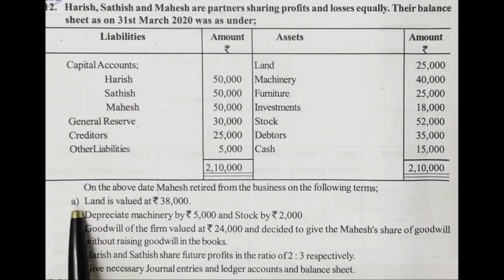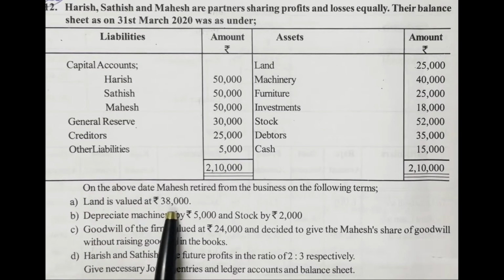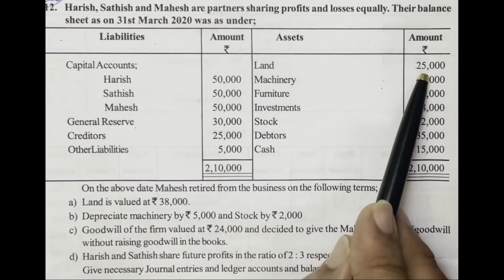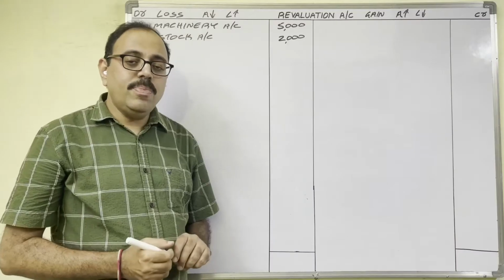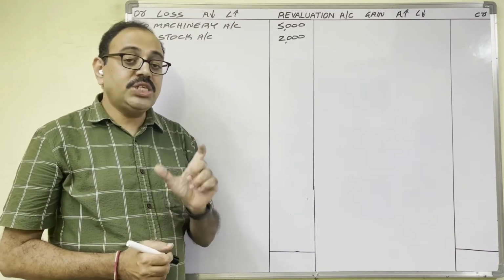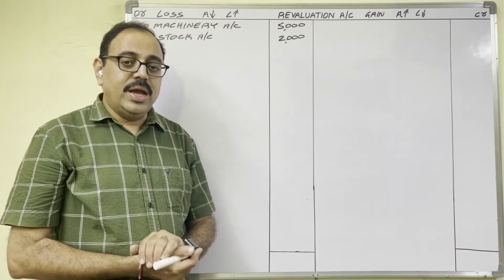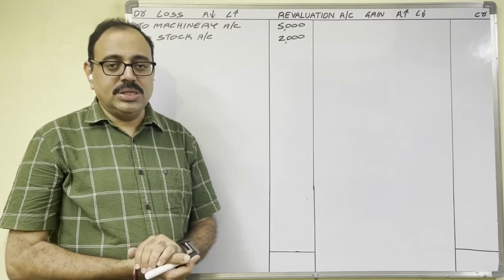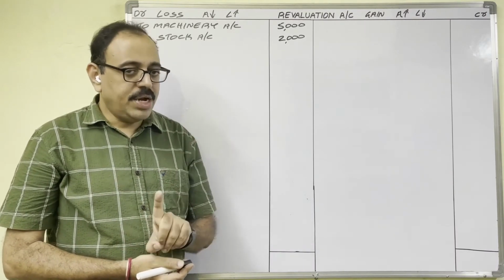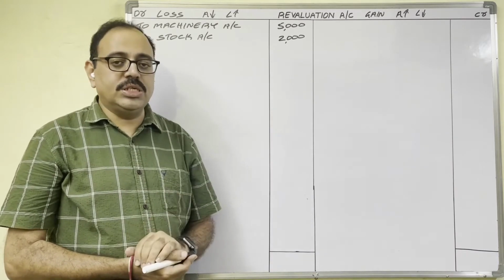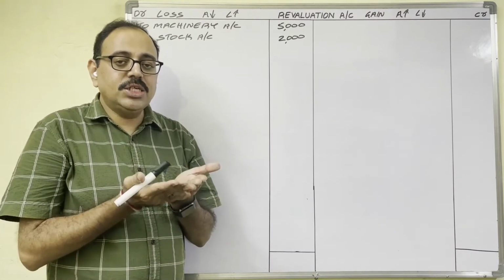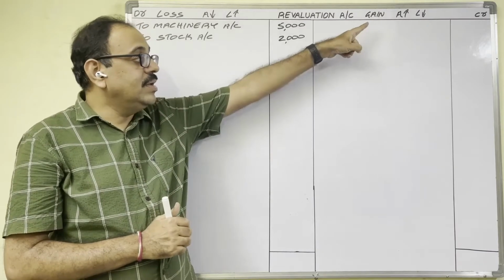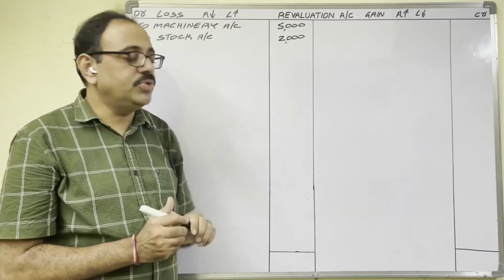See adjustment number A. Land is valued at 38,000 rupees. In the old balance sheet, the land value is given as 25,000 rupees. And in the adjustments, he is giving that the land value is 38,000 rupees. So 38,000 is the market price and 25,000 is the cost price. The market price is increased by 13,000. That is a profit, because land is an asset and asset value increased. We should write it on the credit side.